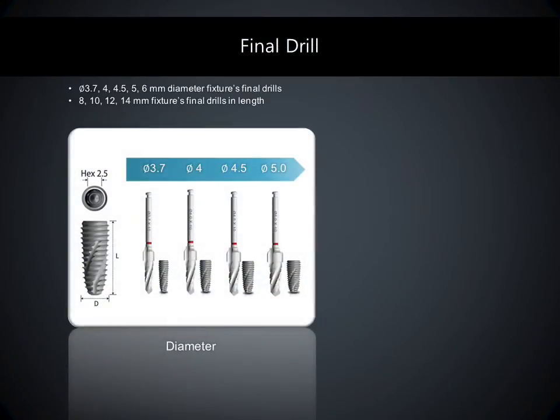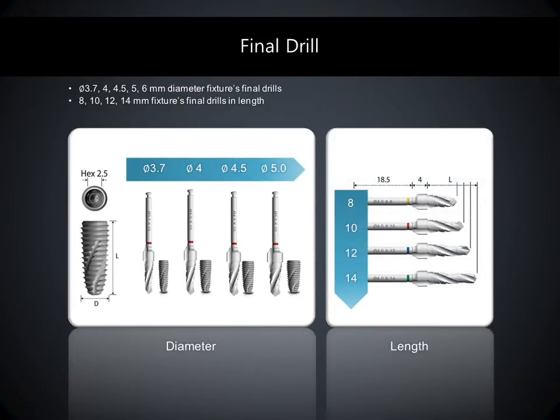The final drill is composed of 3.5, 4, 4.5, 5, and 6 mm final drills according to fixture diameter, and 8, 10, 12, and 14 mm final drills in length. On the shank of the drill, the 4.0 mm width and 10 mm length final drill is marked as 4.0 by 10.